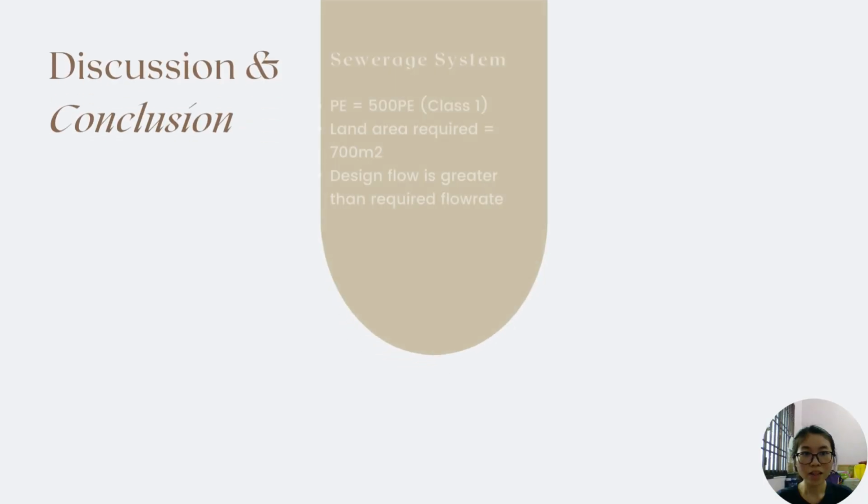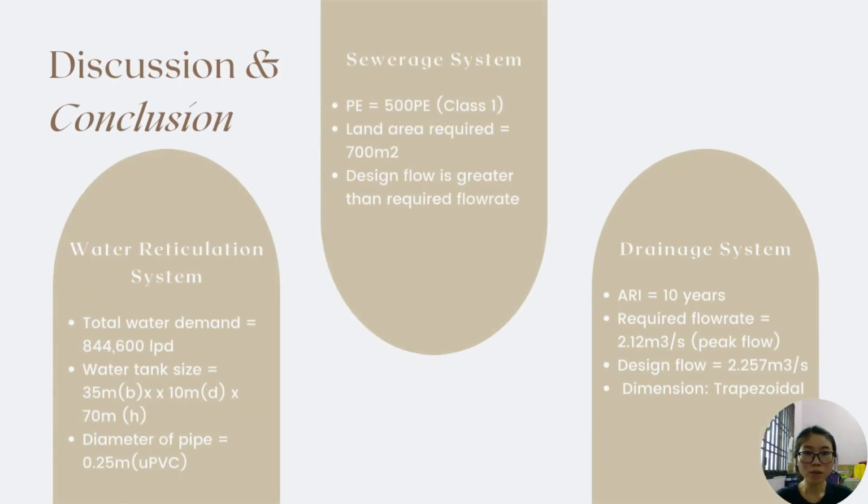Thank you. Hello, my name is Cherry Jing, and now I'm going to continue to present the discussion and conclusion part. So our planning area is located in Segamat, and there will be three different types of buildings in this project: single-story terrace, semi-detached house, and double-story bungalow. For these buildings, we have designed a water reticulation system, sewage system, and then drainage system for this 10-hectare residential area.